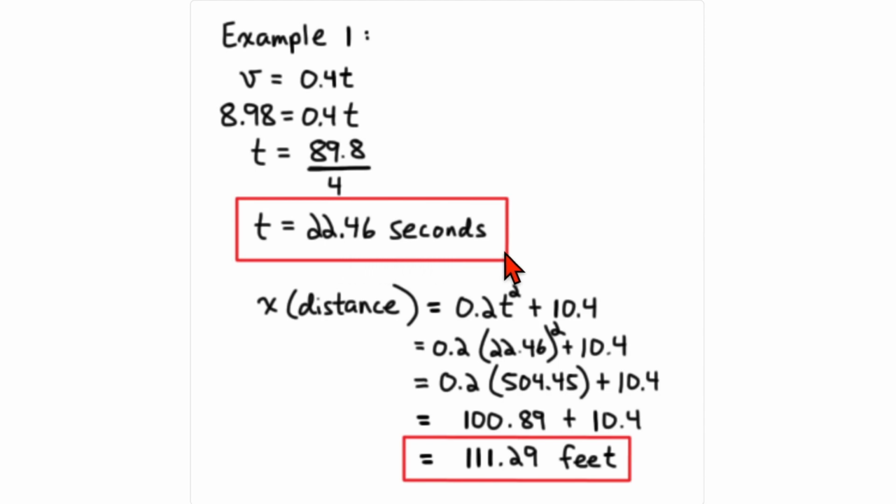And then use that time in the distance equation. So how far does that get you? How far do you get in 22.46 seconds? You get 111.29 feet, a little bit of difference in rounding. So it's 111 and essentially 0.25 feet. So I could have used this first, or you can just use this as a check.